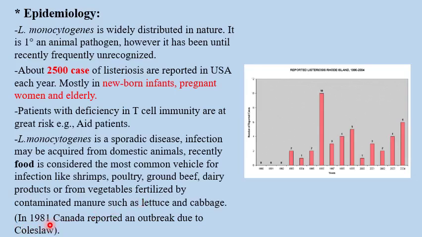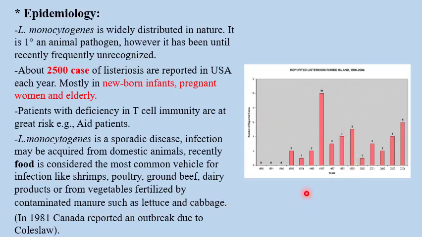Here in 1981 in Canada, as I said, Canada is always a very cold place. In Canada, they reported an outbreak due to coleslaw. Coleslaw is a kind of salad made of cabbage. And of course, it is served cold. It is not heated, not cooked. It is easily contaminated with the organism, especially if this cabbage was fertilized by contaminated manure.